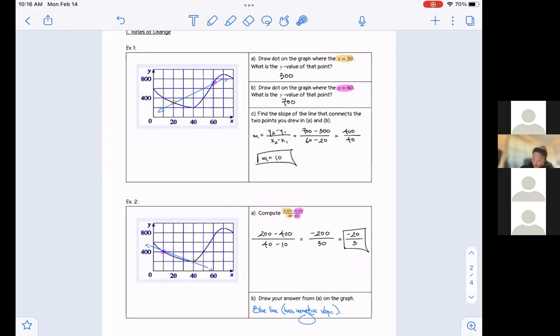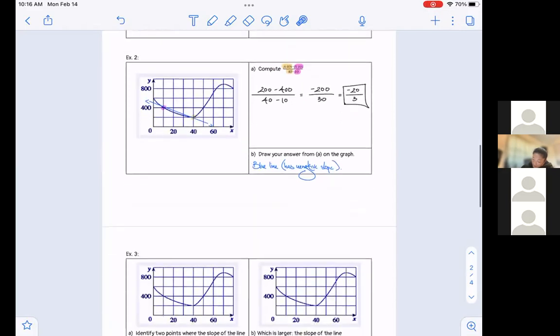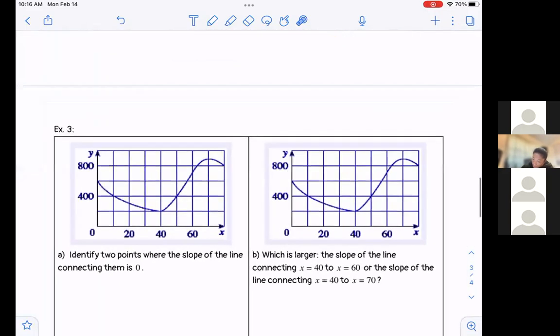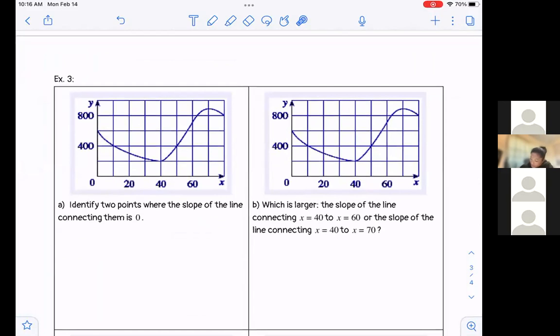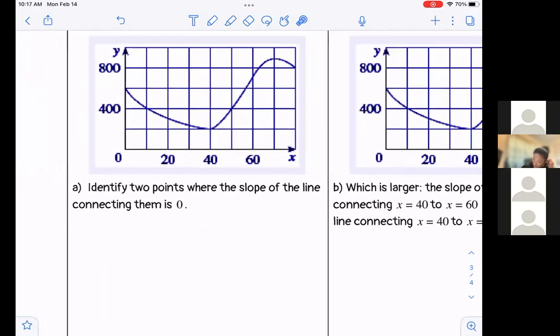All right. Let's take a look at example 3 then. So more pictures here. In fact, the same pictures, but just different questions about them. Let's start with question A over here. Question A says, identify 2 points where the slope of the line connecting them is 0.